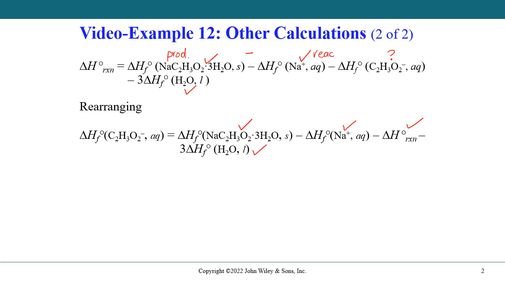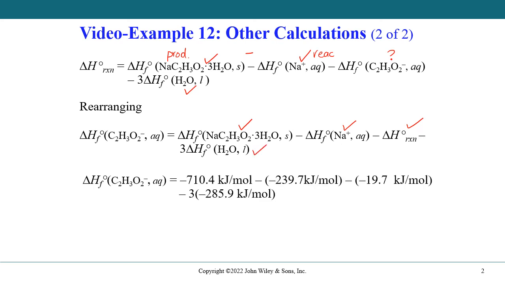And then if we plug in the values that we have, we've got minus 7110.4 for the hydrated salt here. And we have 293.7 for the sodium ions, negative 19.7 for the delta H of reaction, and then 3 times the value for water. And we solve this, do the math, and we end up with a value of plus 406.7 kilojoules per mole.